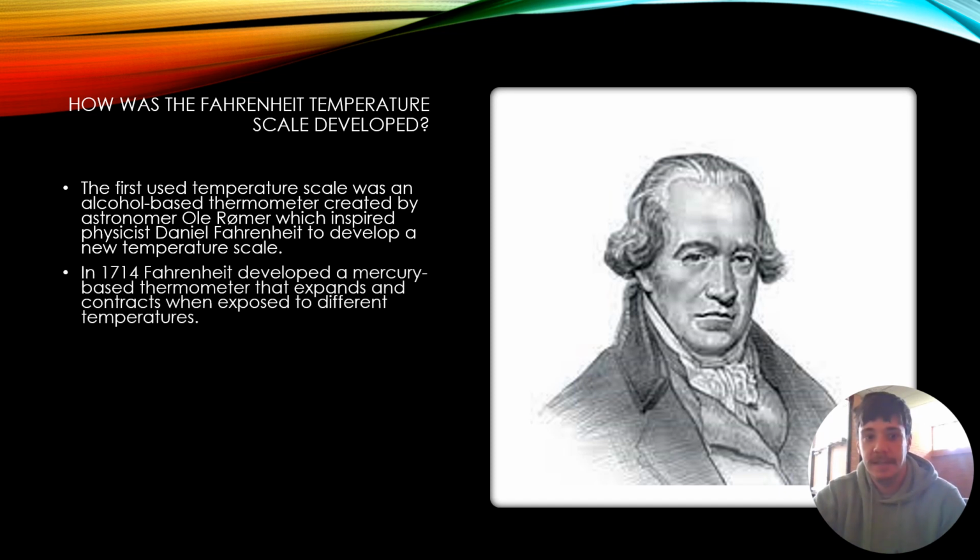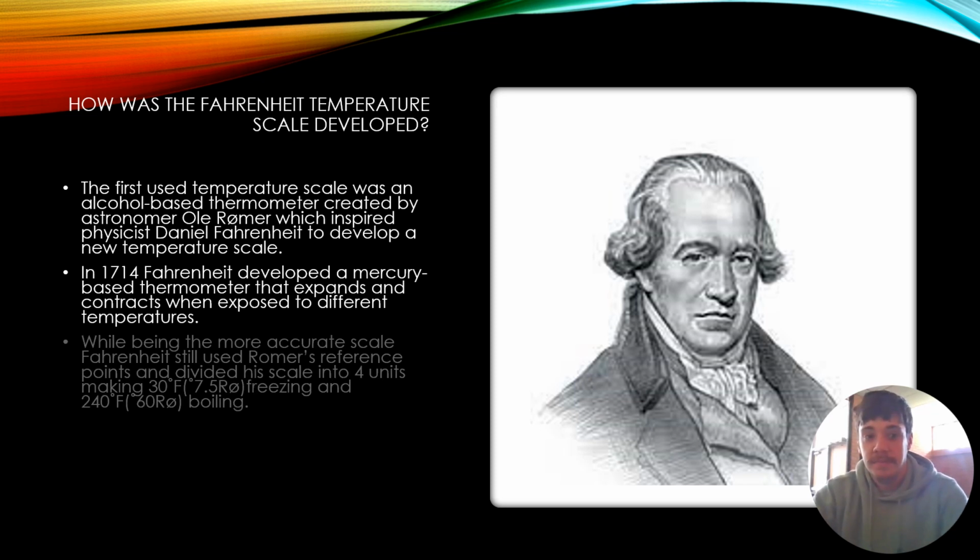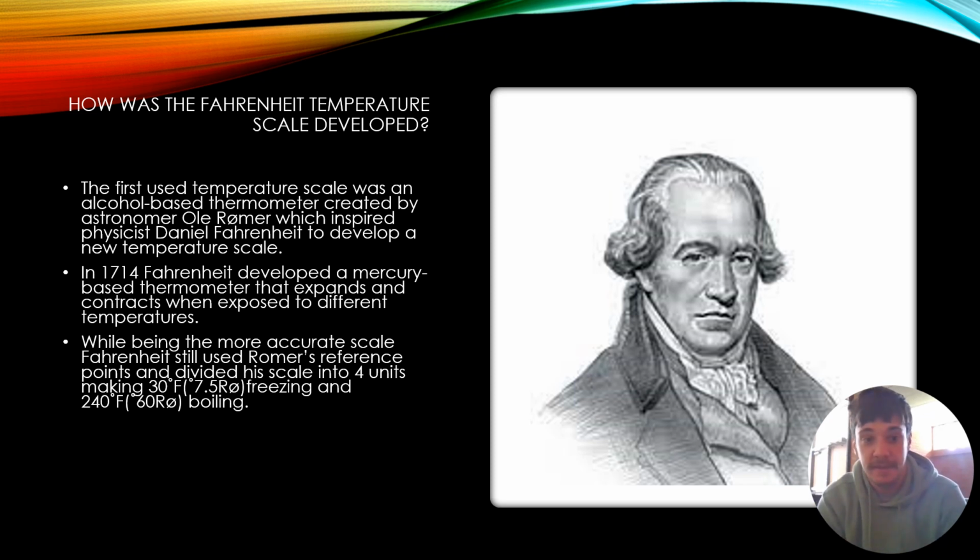In 1714, Fahrenheit developed a mercury-based thermometer that expands and contracts when exposed to different temperatures. He also conducted his experiment using a saltwater brine. While being the more accurate scale, Fahrenheit still used Romer's reference points and divided his scale into four units, making 30 degrees Fahrenheit 7.5 degrees Romer freezing and 240 degrees Fahrenheit 60 degrees Romer boiling.